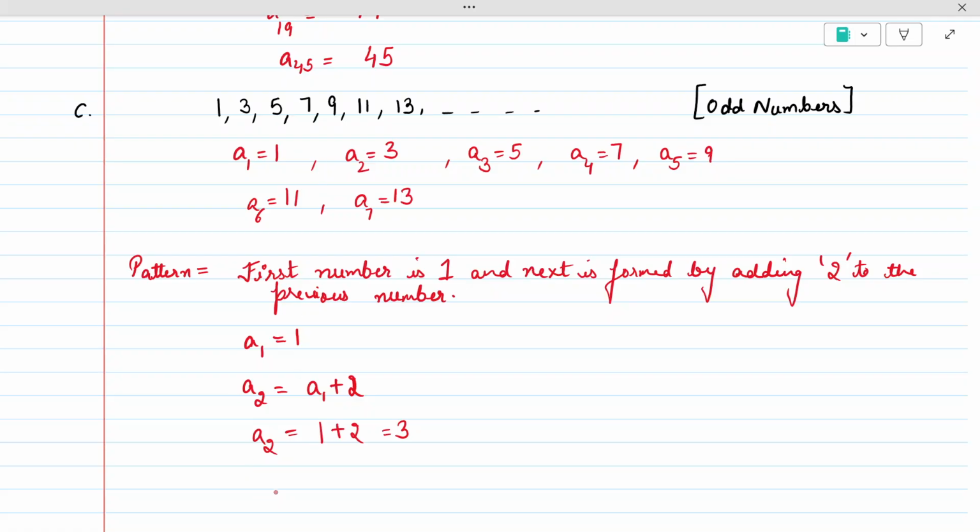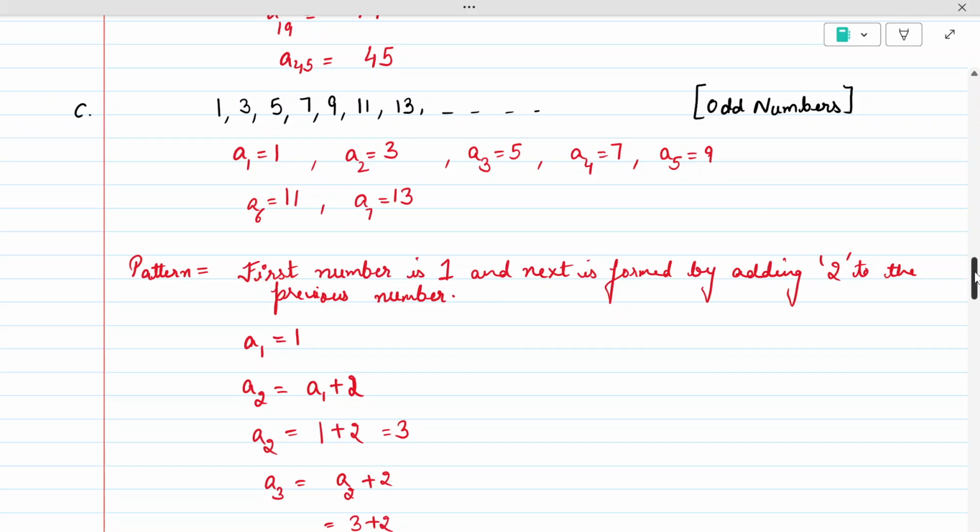Similarly, I can get my A3 as A2 plus 2 again. A2 was 3 and 3 plus 2 gives me 5. So that is my third term, which we can see here. So what we saw here is the first number is 1 and the next number is obtained by adding 2 to the previous number. I added 2 to this one and I got 3. Similarly, I added 2 to this 3, I got 5 and so on.